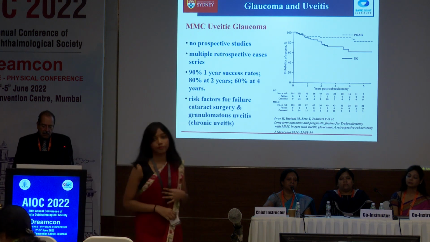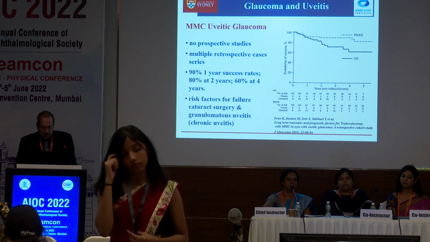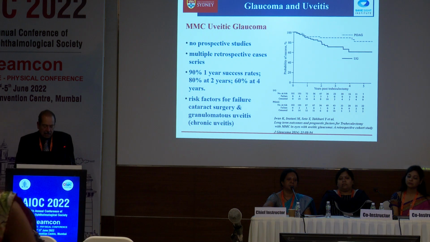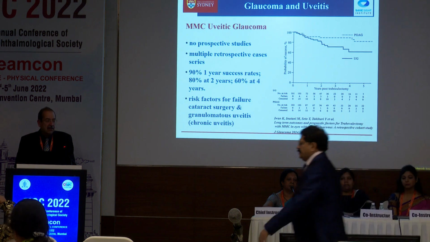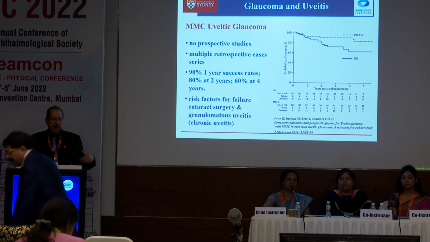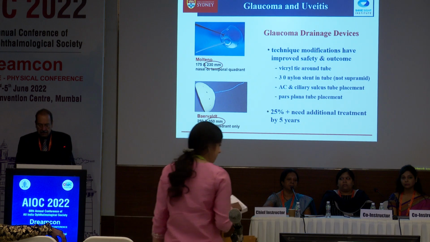While there are no prospective studies, a lot of retrospective case studies show that there's a 90% success rate at 1 year. And of course, the risk factors for failure include cataract surgery and chronic grumbling granulomatous uveitis.